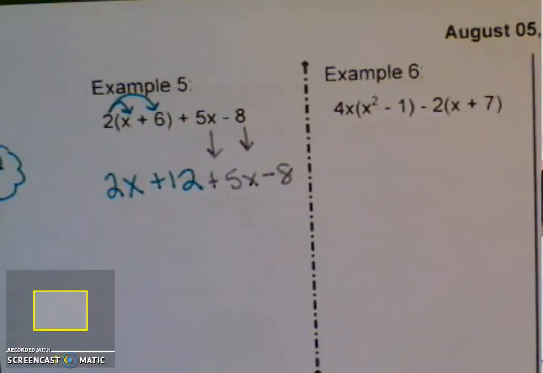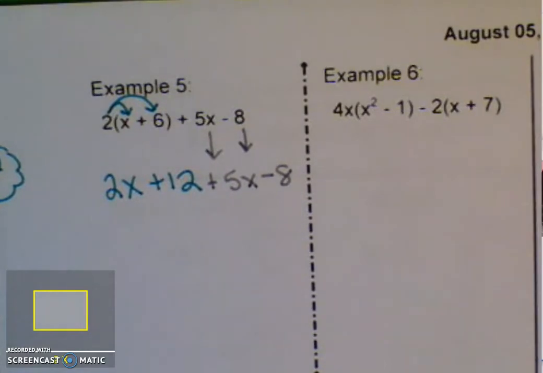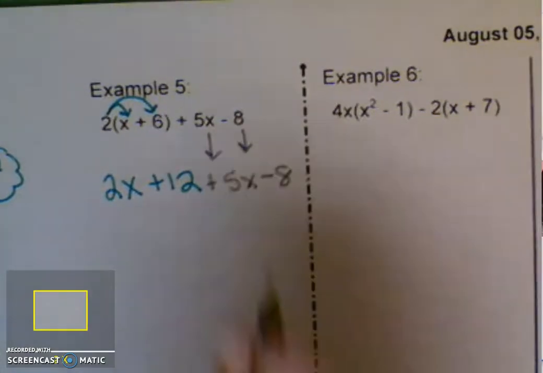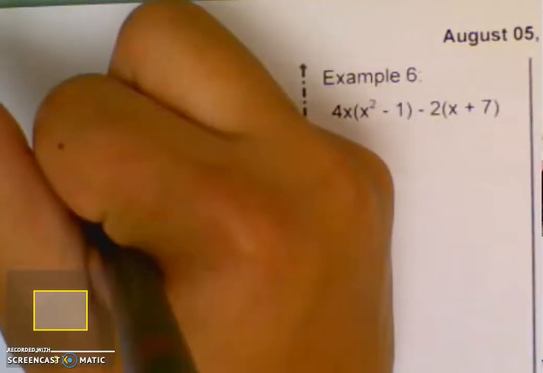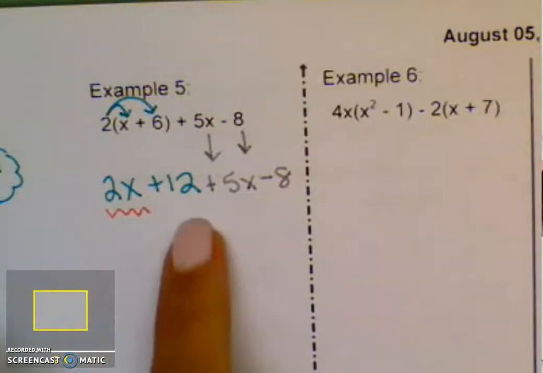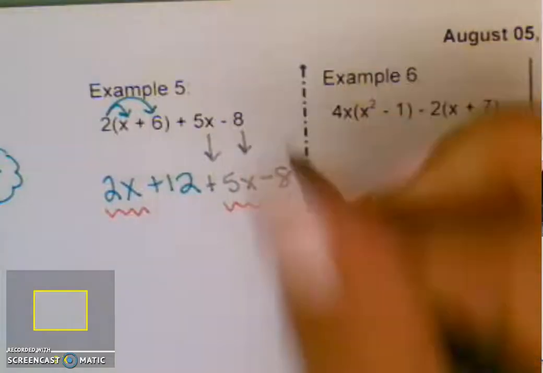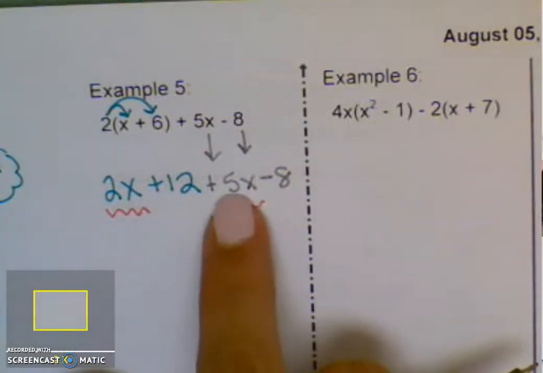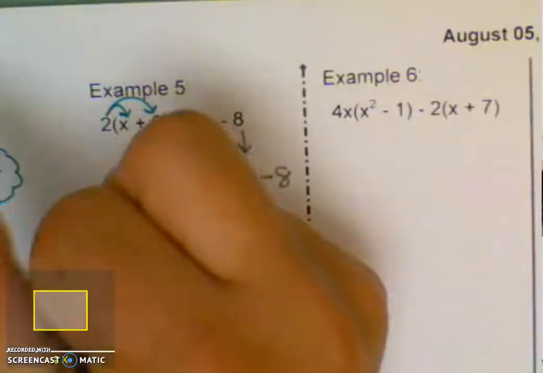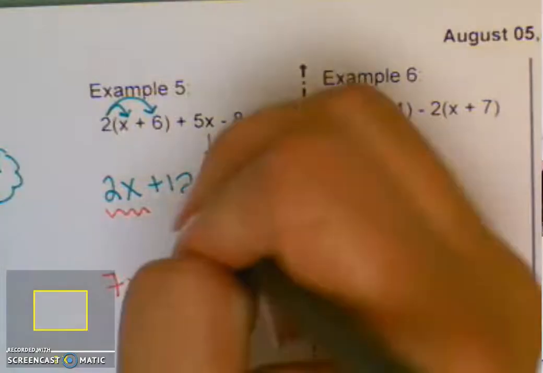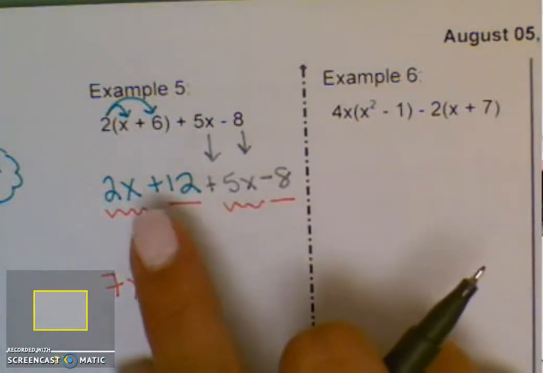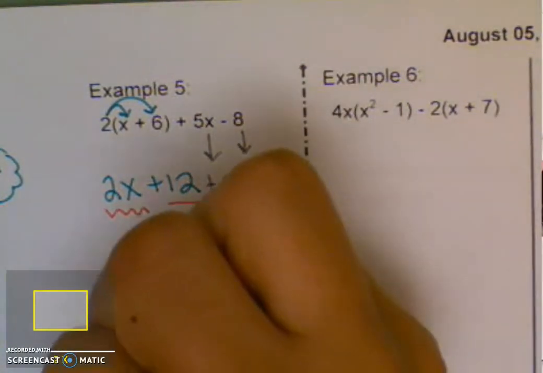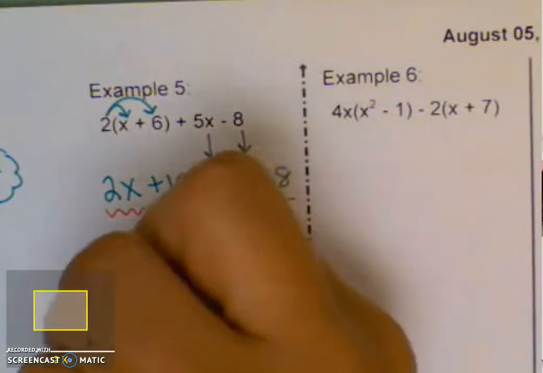Now I can add my like terms. So remember, like terms have to have the same letter with the same exponent. So in this case, we have a 2x and a 5x. 2 plus 5 is a 7x. And then we have a 12 and a minus 8. Remember to keep that minus. So 12 minus 8 should give you a positive 4.